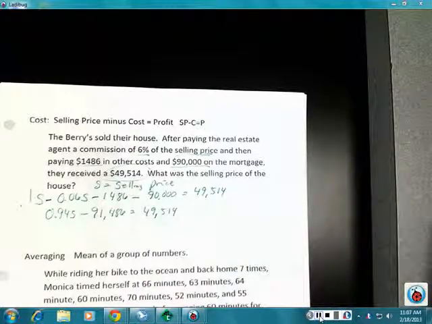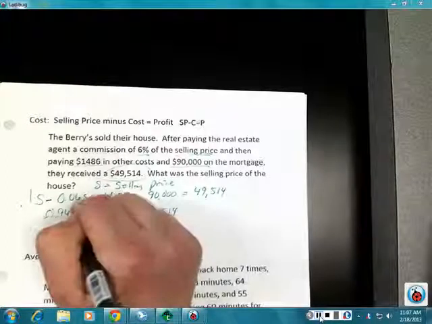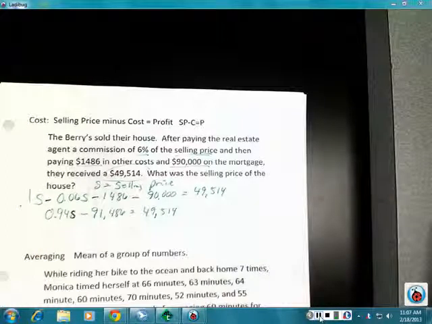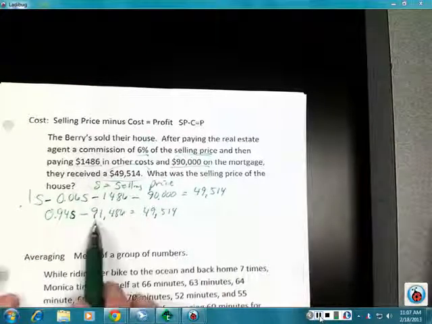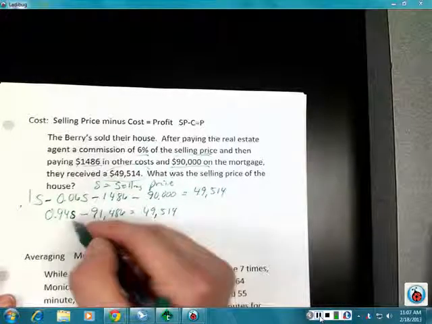I don't know if I did that right. Or make my S look like an S. You might start thinking it's a 5 in there. Move my 91,000 over.